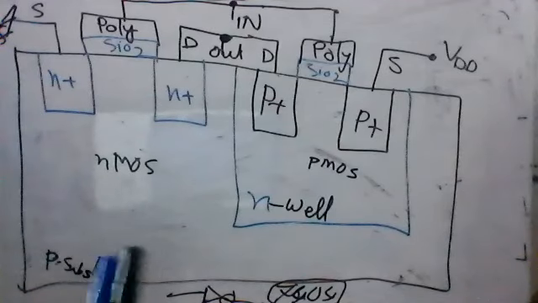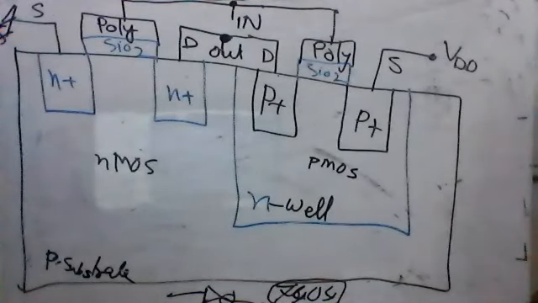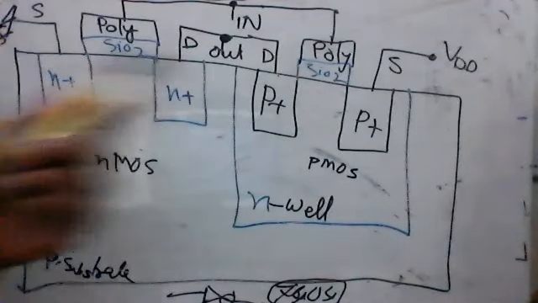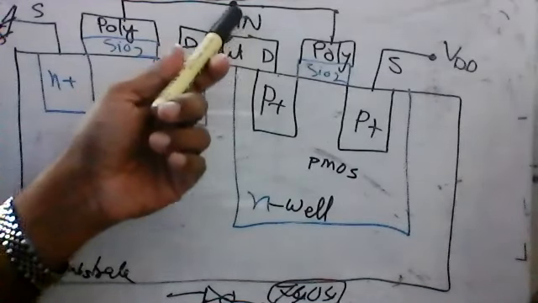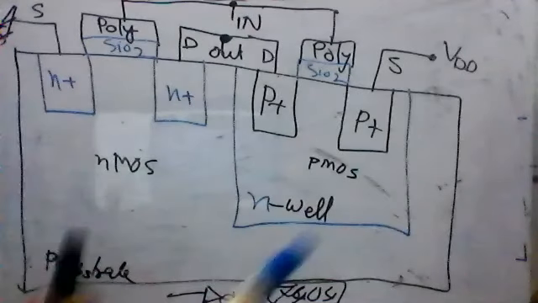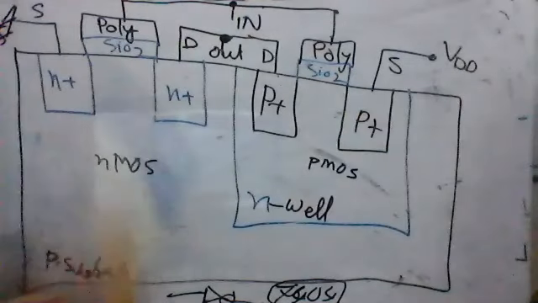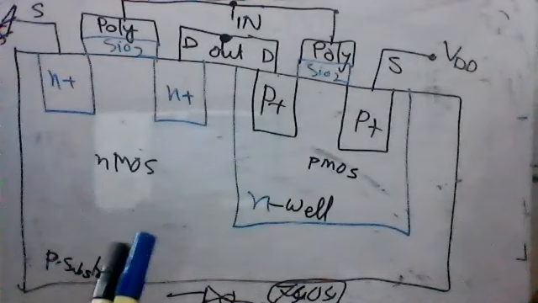The main power supply will be at pin number 14 of your IC, and pin number 7 is grounded, and the input will be maybe pin number 1 and pin number 2. Inside the 7404, there are 6 inverters, 6 NOT gates inside this 7404 IC. But pin number 14 and pin number 7 are common for all those 6.